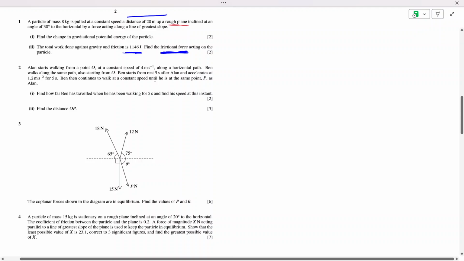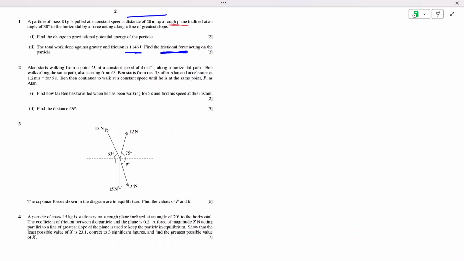Alan starts walking from a point O at a constant speed of 4 meters per second along his horizontal path. Ben starts walking along the same path, also starting from O. Ben starts from rest 5 seconds after Alan and accelerates at 1.2 meters per second squared for 5 seconds. Ben then continues to walk at a constant speed until he is at the same point P as Alan. Okay, so this is the situation that we have.